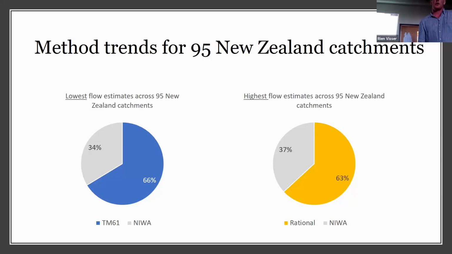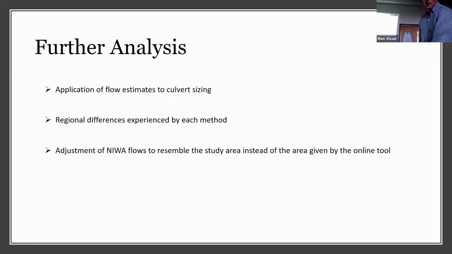So the overall trend showed that the TM61 method produced the lowest flow 66% of the time, with the NIWA model producing the lowest flow the remaining 34%. The rational method produced the highest flow estimate 63% of the time, with NIWA presenting the remaining 37%. I conducted further analysis where I applied the flows calculated to the application of culvert sizing.